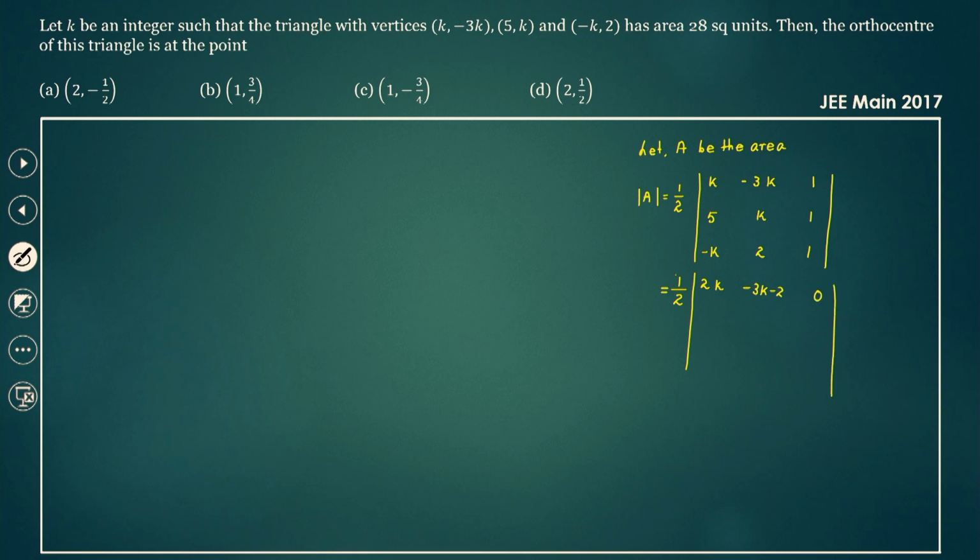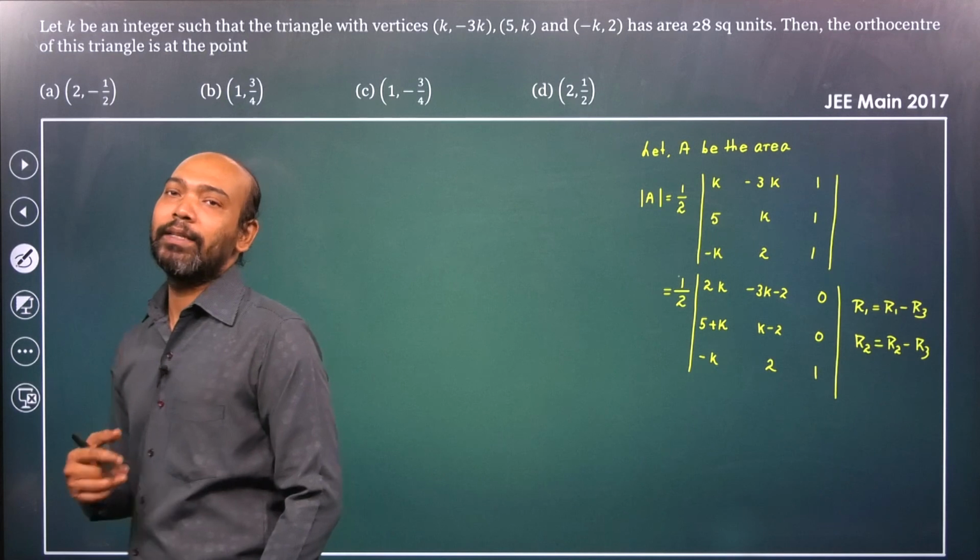So what operation do we make? We make the operation R1 equal to R1 minus R3. Now let's change that. We'll get 5 plus k, multiplied by k minus 2 again. Again we have 0, we have minus k, 2 and 1. So what's the operation we make? We make the operation R2 equal to R2 minus R3. That's it. By this way, we are able to simplify our determinant.